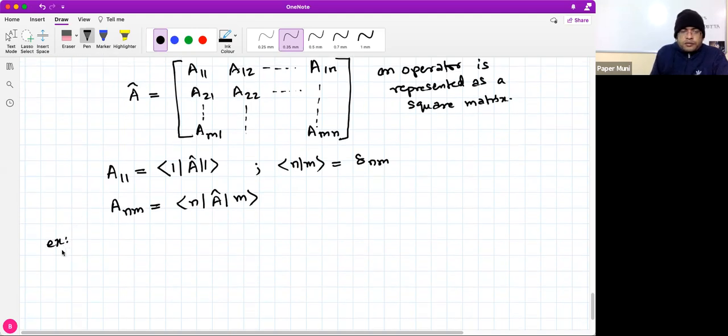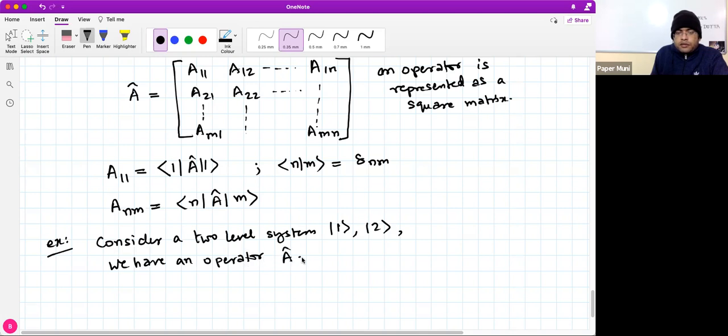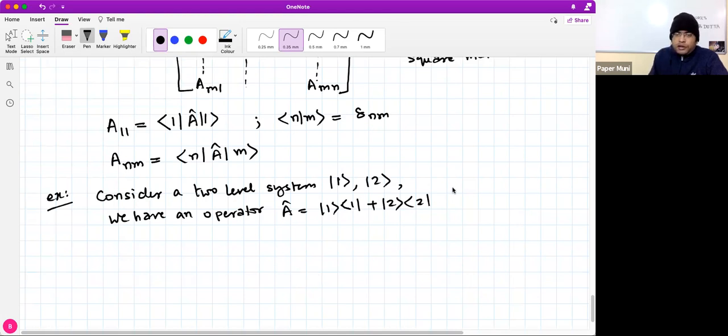Now let's take an example. Consider a two-level system. Say we have this situation where we have these wave functions phi1 and phi2, and the operator is given by this. We have an operator a cap is equal to this one, and then we have this. This is how we are defining an operator in Dirac notation. Now this is the operator in Dirac notation.